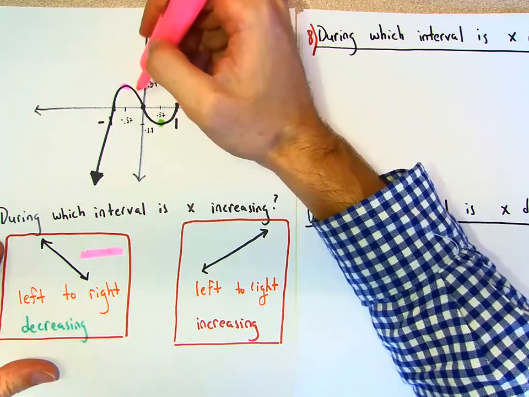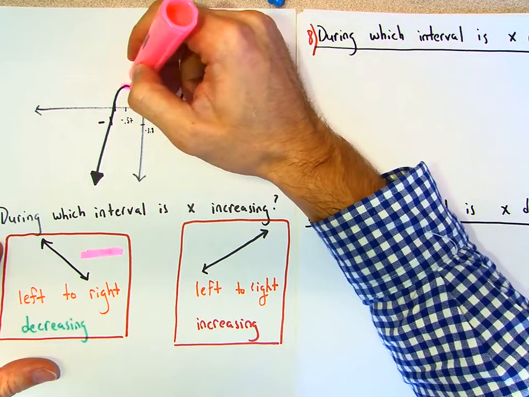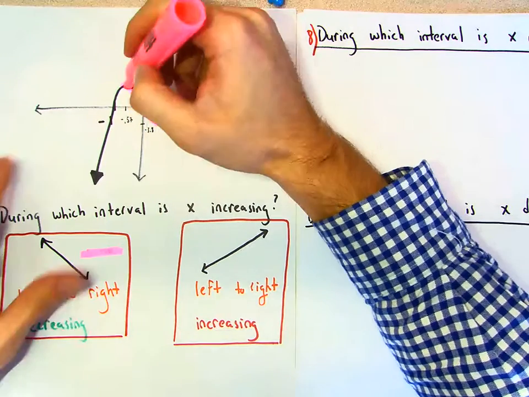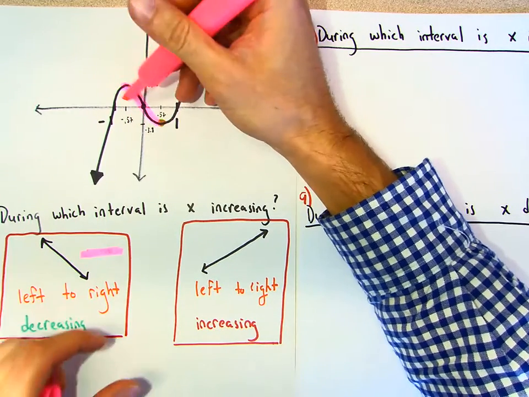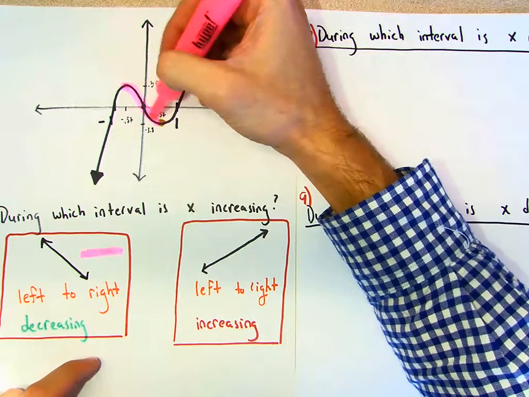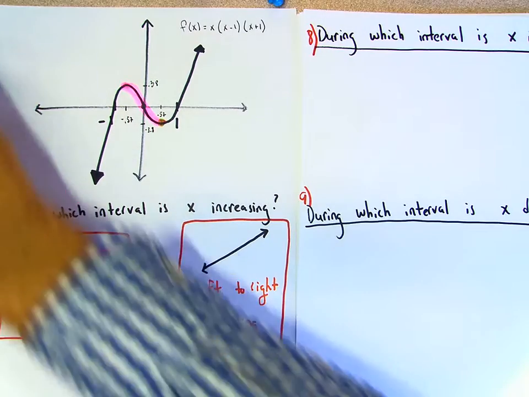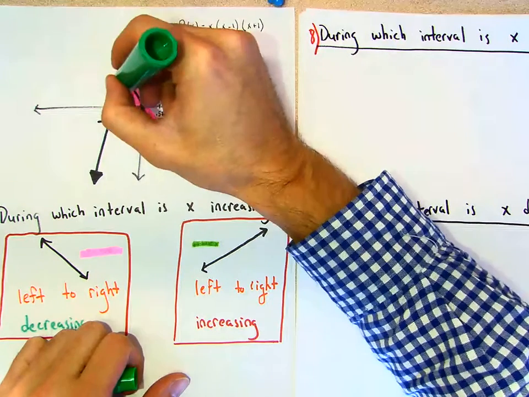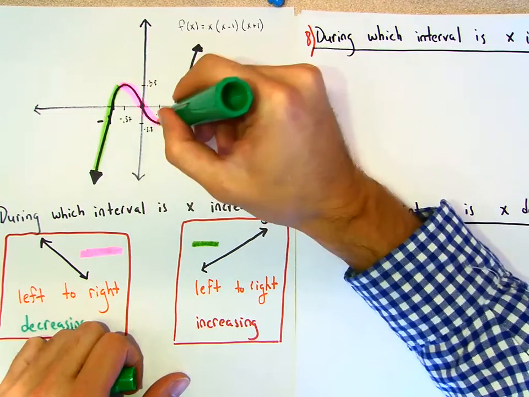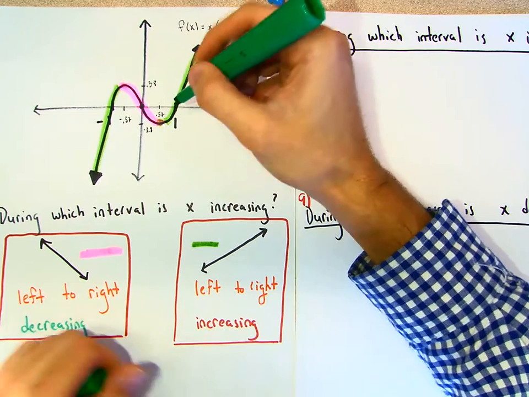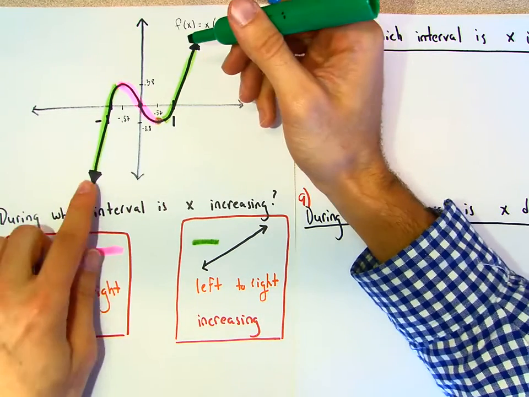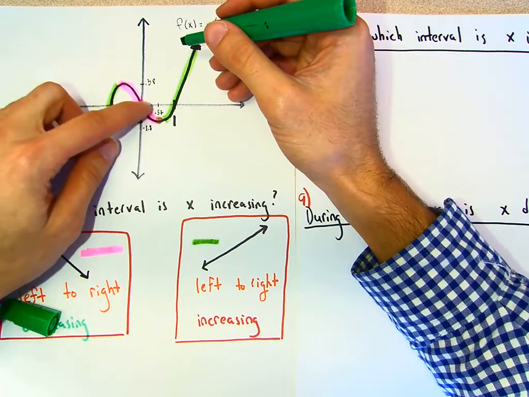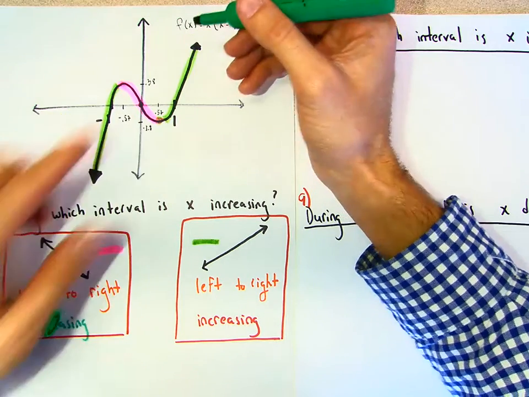The graph will be decreasing from here to here, because from left to right my graph is decreasing, and it's from this maximum to this minimum. When is my graph increasing from left to right? Let's have it in the green, and it will be this area here. Looking left to right, it's increasing, it hits the maxima, it decreases, it hits the minimum, then it increases.